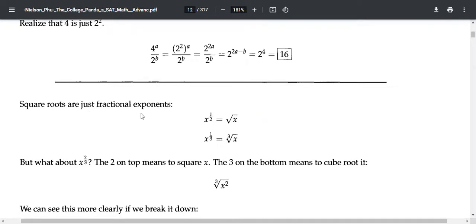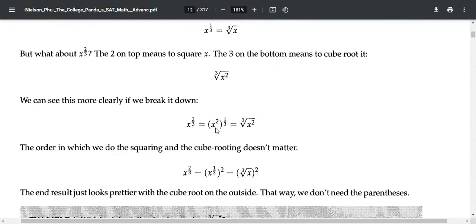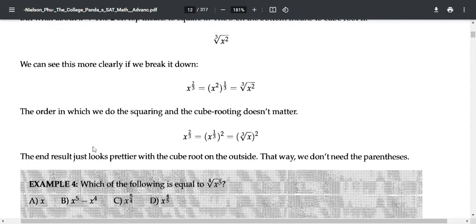Now square roots are just fractional exponents. As you can see, x to the 1 over 2 is equal to the square root of x, and x to the 1 over 3 is a cube root. But what about x to the 2 over 3? The 2 on the top means square, the 3 on the bottom means the cube root of it. If it was 1 over 2, it was square root, and if it is 1 over 3, it is cube root. So it can be written as the cube root of x squared. We can see this more clearly if we break it down: x to the 2 over 3 is x squared to the 1 over 3, and it becomes the cube root of x squared.